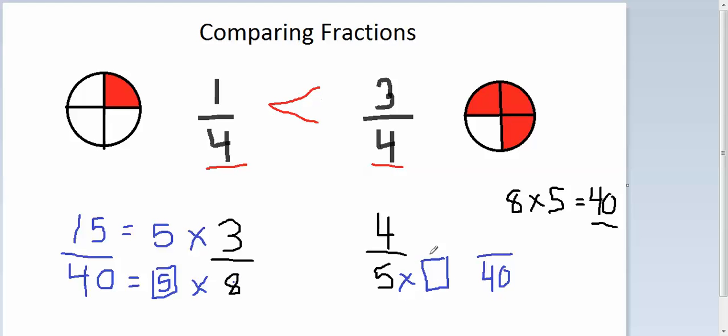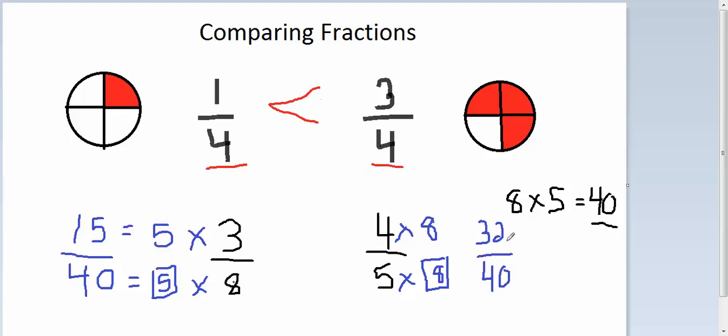And we're going to look over here. We know that 5 times 8 gives us 40. And whatever we did to the bottom, we're going to do to the top. So we have 4 times 8. And 4 times 8 is going to give us 32.